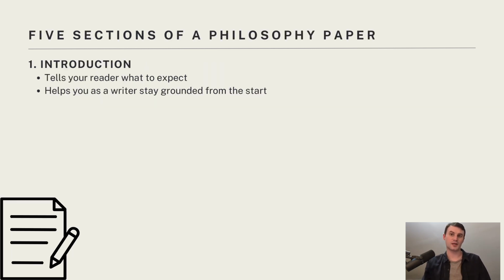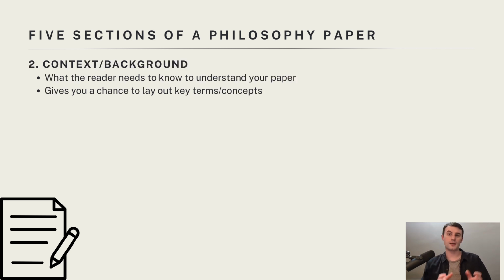So the 5 main sections of a typical philosophy paper are going to include an introduction, which gives your reader an idea of what to expect from your paper, and also helps you as a writer to keep yourself grounded throughout the writing process. A context and background section, which provides the necessary background information that your reader would need to understand in order to follow the topic that your paper is on.